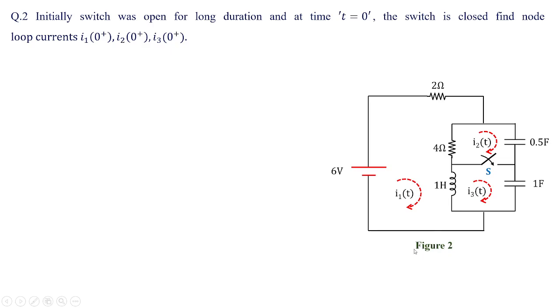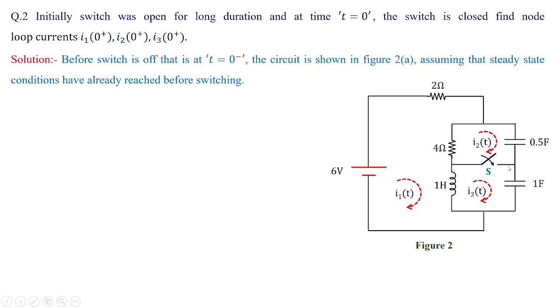So in figure 2 we can see here again a switch was open, and the loop currents we need to calculate after the switching condition, and those currents are named I1 of 0 plus, I2 of 0 plus, and I3 of 0 plus. So how do we solve this problem? First assume that the switch was open.